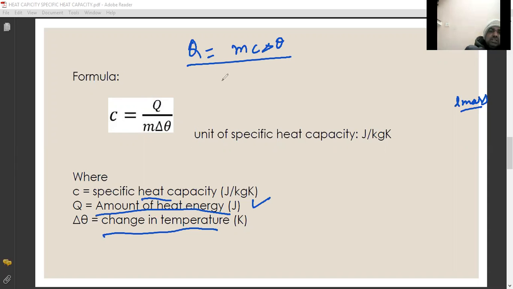When you make c the subject, what you get is Q divided by m into delta theta. So putting in the values, you can easily get the value of specific heat capacity. Remember, specific heat capacity is the amount of heat energy required to raise the temperature of unit mass of substance by 1 degree Celsius.